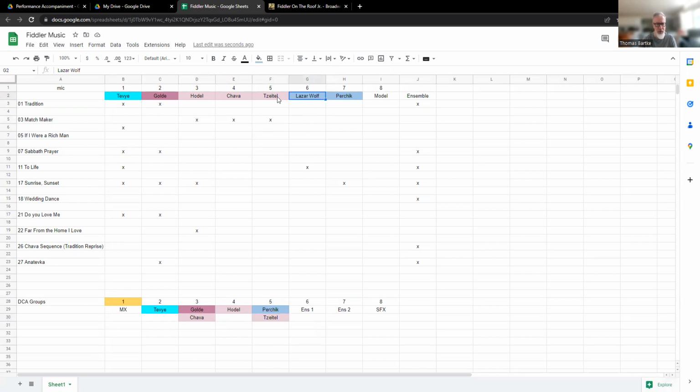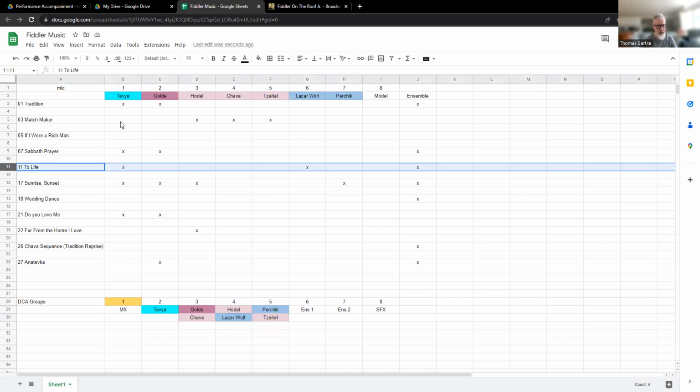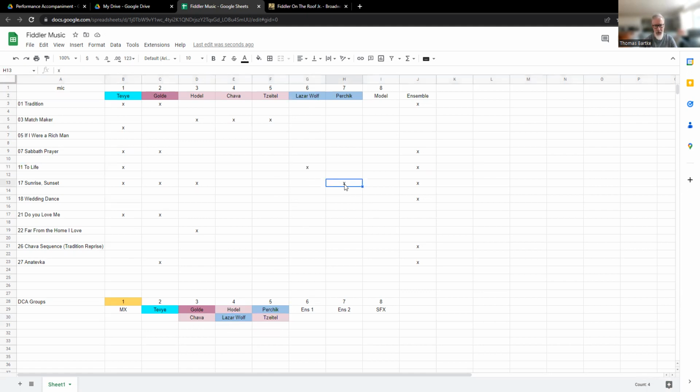Lazar is obviously going to want to be not in the same group with Seidel because they're going to have at least scenes with each other where they're talking. So we're just going to put Lazar into Hodel's group. Now, that's good too, because then here in To Life, this number here, Tevye and Lazar are separate and they're now in separate groups. So that's good. And Perchik is already here. Okay, so that's four deep. That was our initial consideration there to do it this way. And there you go. There's Golde solo.